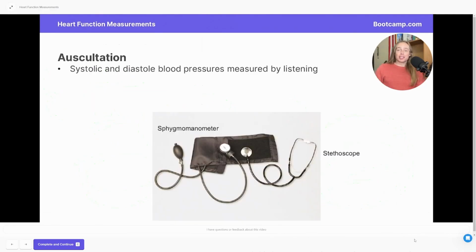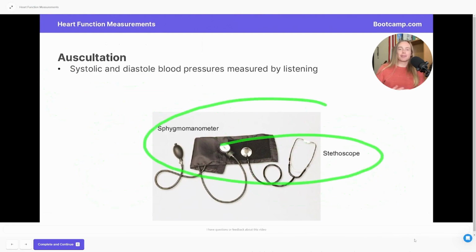In order to measure systolic and diastolic blood pressure, many clinicians use a technique known as auscultation. This technique utilizes a sphygmomanometer, which is a cuff that wraps around your arm and has a little gauge for reading pressure, and then a stethoscope to listen for the blood to flow through the artery. Although many clinics are starting to move away from this because there's a lot of automatic versions of this now.